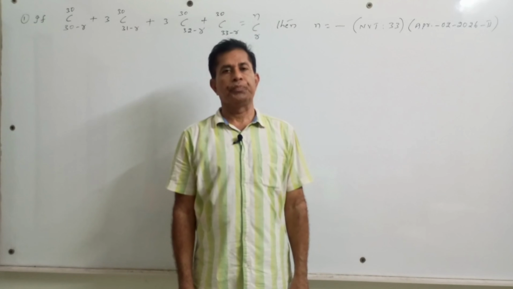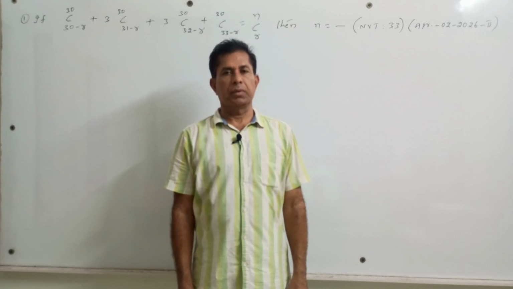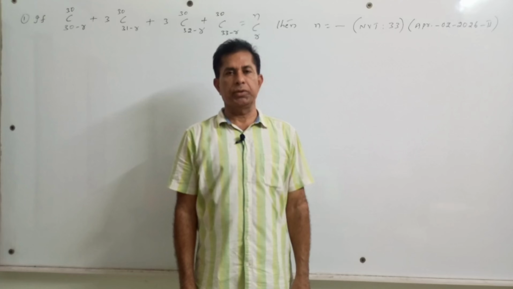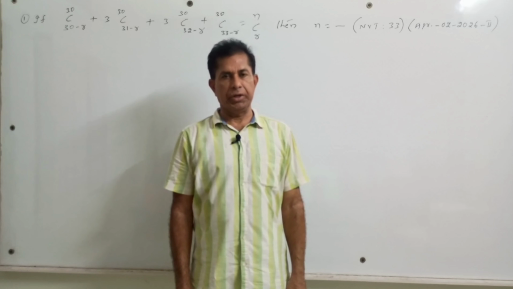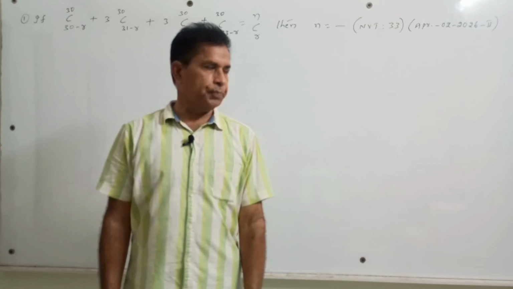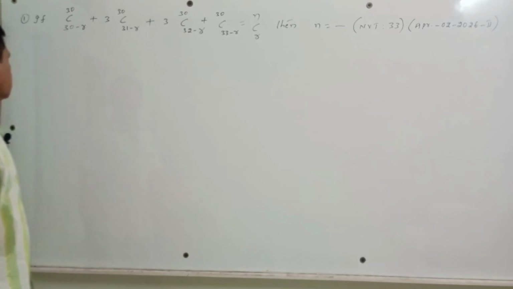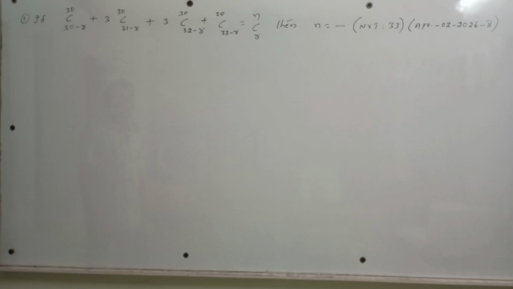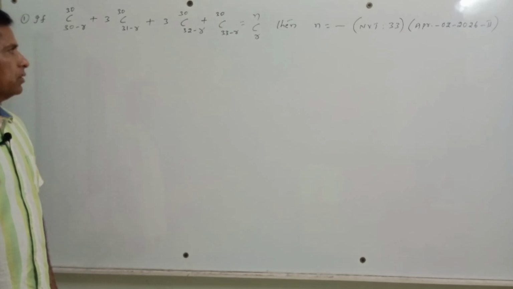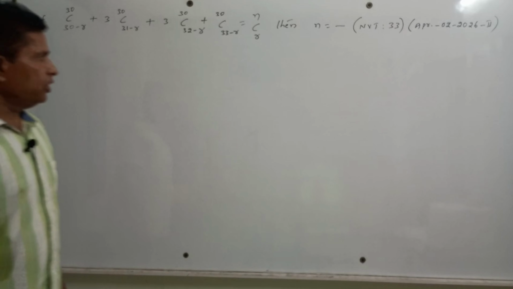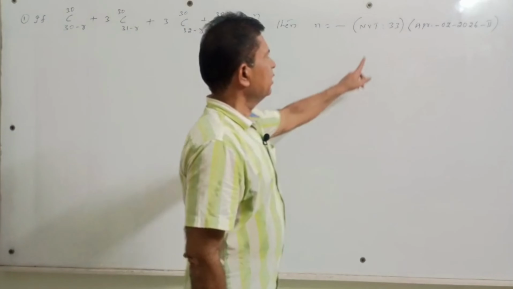Hi everyone, in this video I will explain two PYQs which are based on Vandermonde's identity. See one PYQ: if 30C(30−r) + 3·30C(31−r) + 3·30C(32−r) + 30C(33−r) is equal to nCr, then the value of n is. It is a numerical value type question.